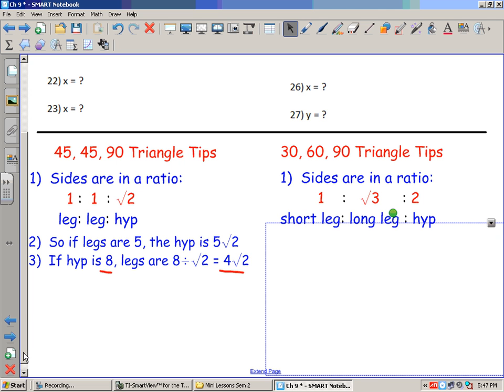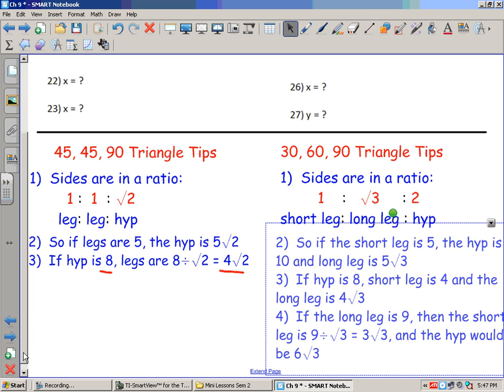Looking at 30, 60, 90, you've got 3 situations. Number 1, if the short leg is 5, then the hypotenuse is twice as big, which would make that 10, and the long leg is 5 root 3. So these are just some examples of what you would do given those. If you would like to pause this and try to understand that, you can read through it yourself.